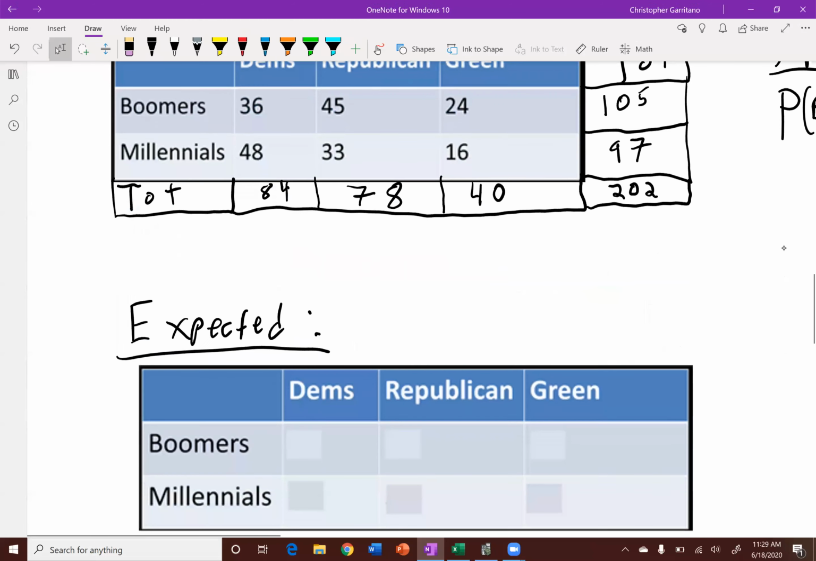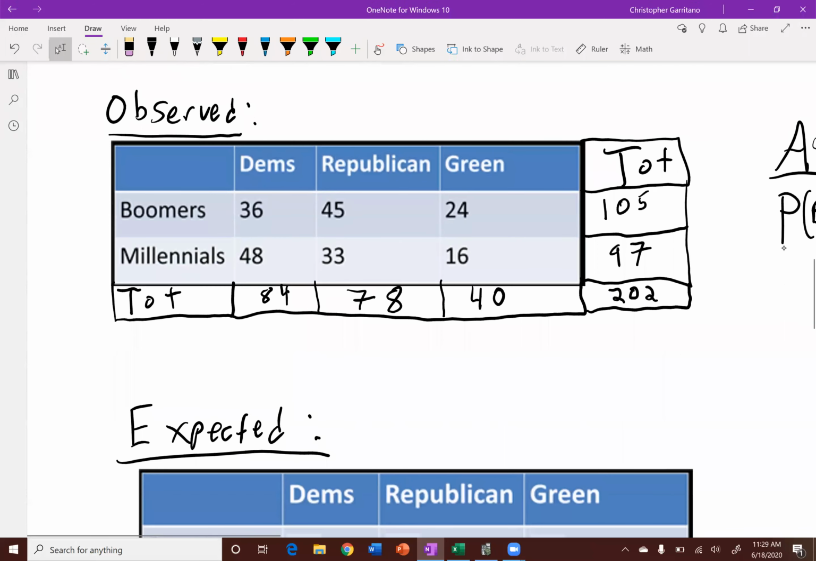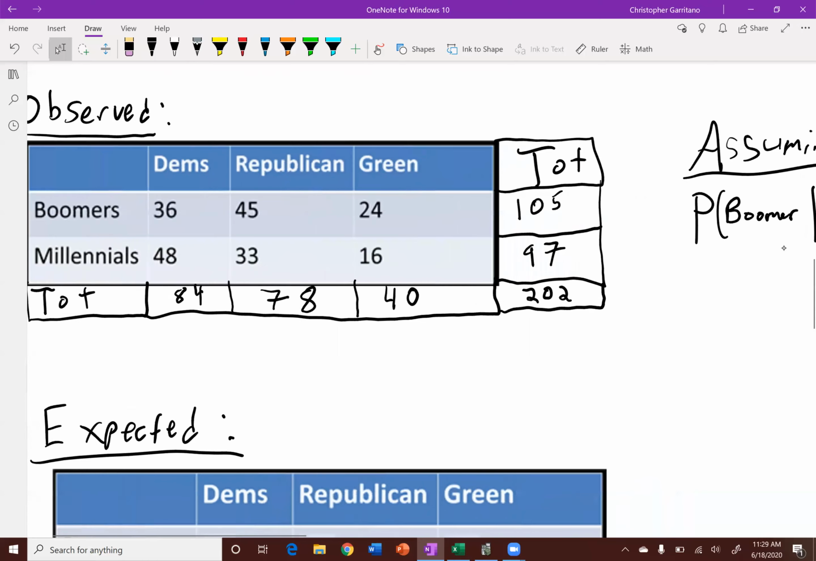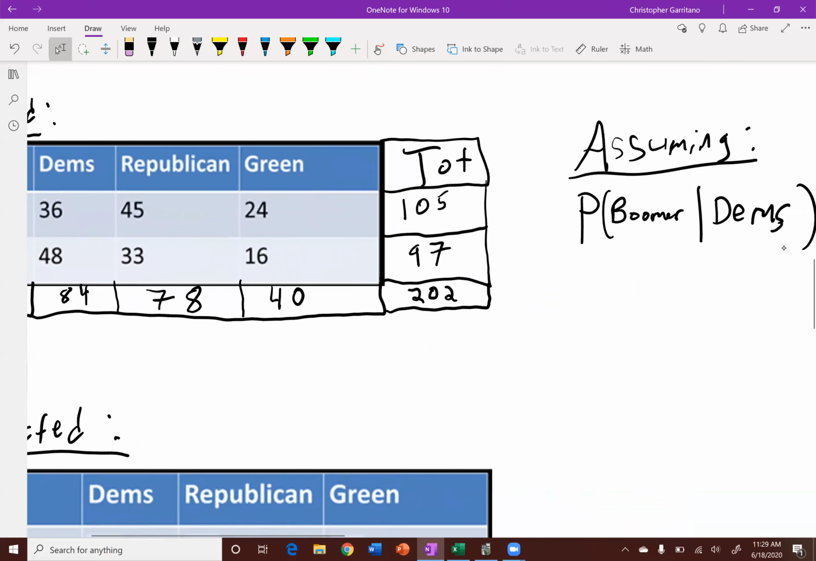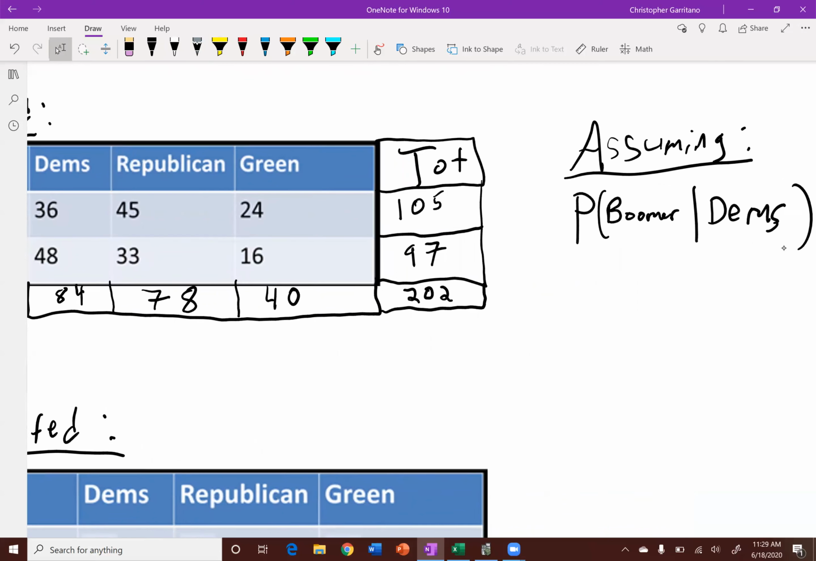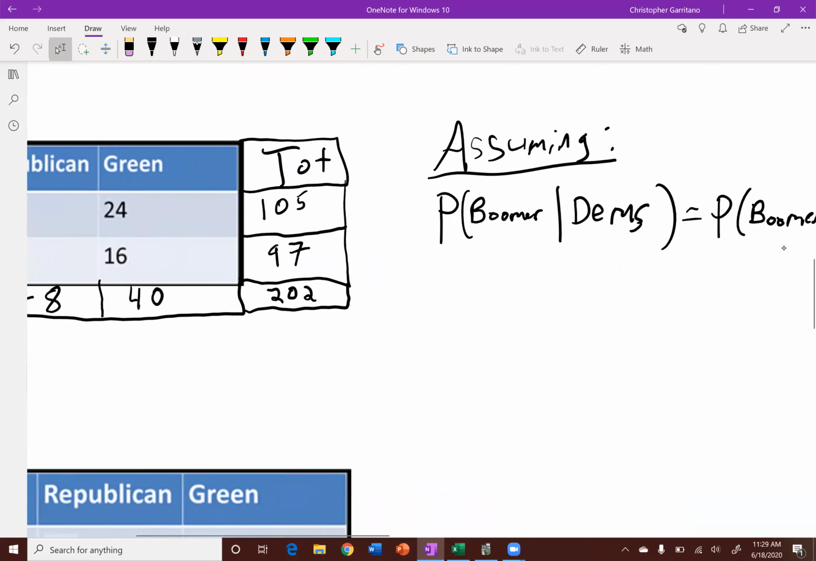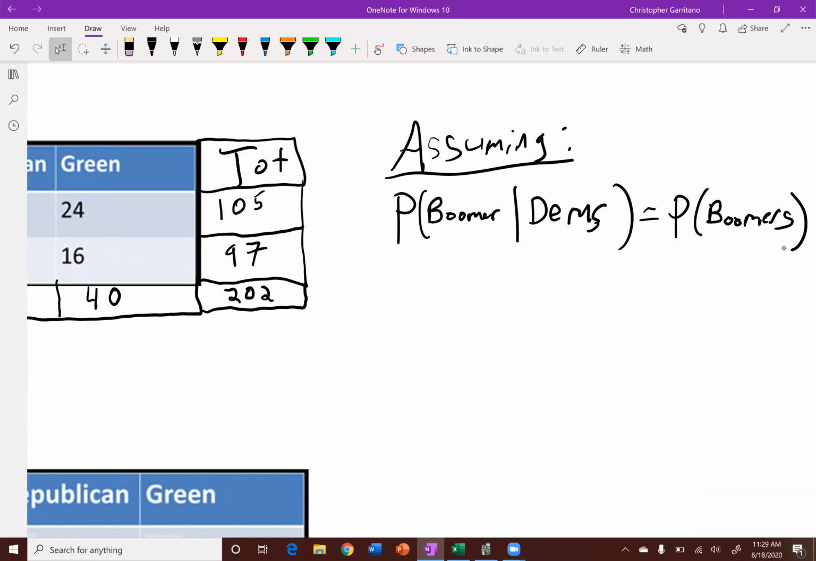Well, remember, we are assuming that these 2 variables are independent. And what does that imply about these 2 variables? Well, it implies that, for example, if we were to calculate the probability of being a boomer given that you're a Democrat, that should simply equal the probability of a boomer, right? That is the assumption we are making. We're assuming that is true.